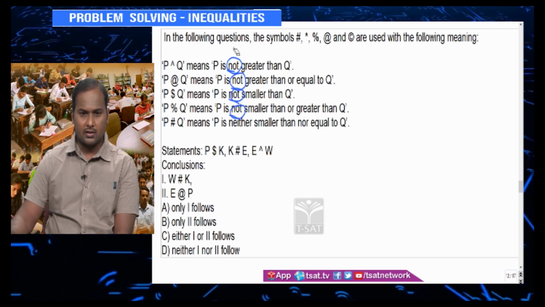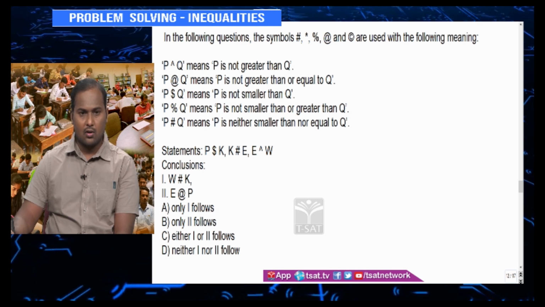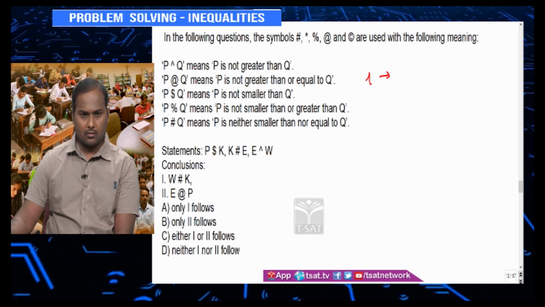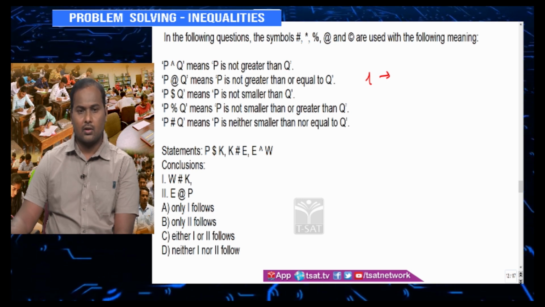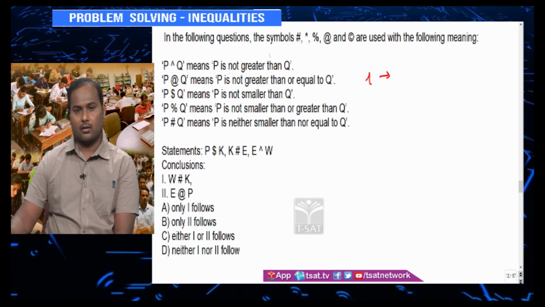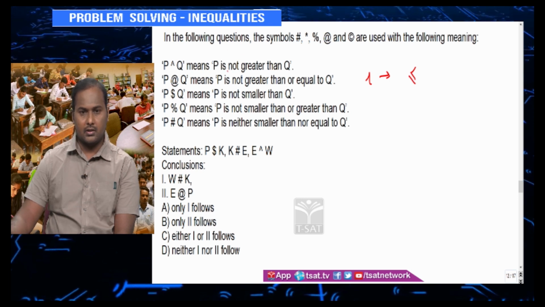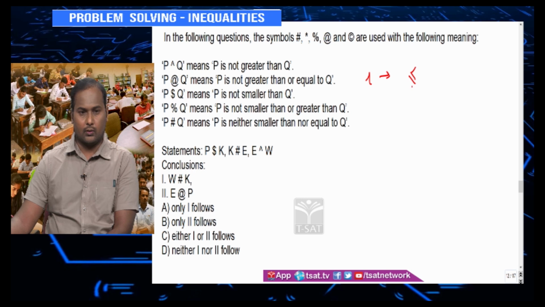Whenever you see the symbols with "not", what do you need to do? Let's see this one. The first symbol says that P symbol Q means P is not greater than Q. What is meant by P is not greater than Q? P is not greater means it should be less than or equal to.